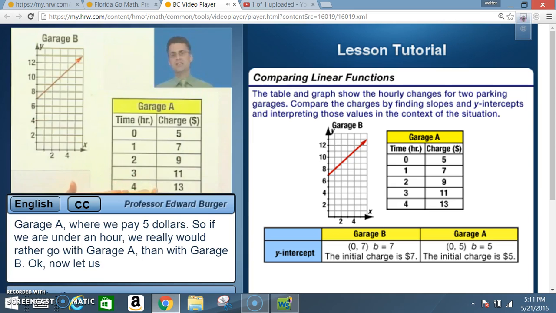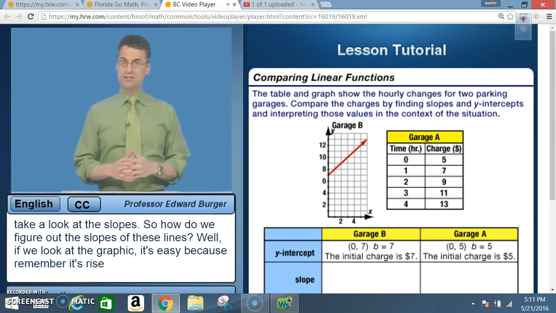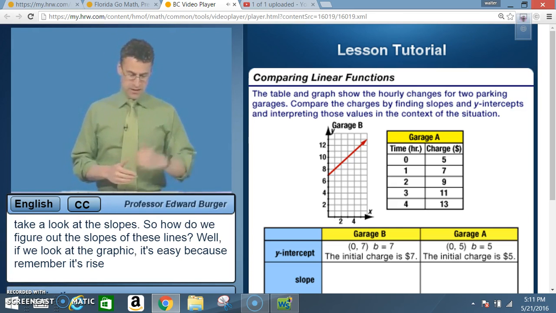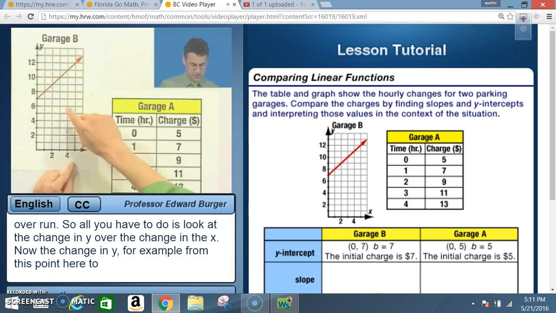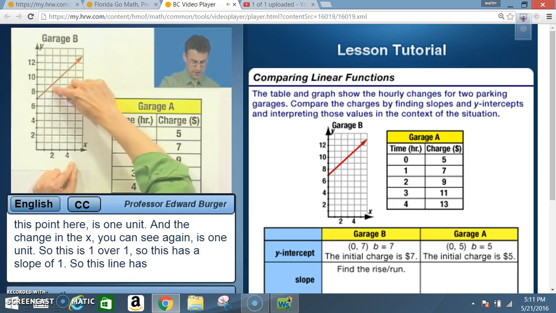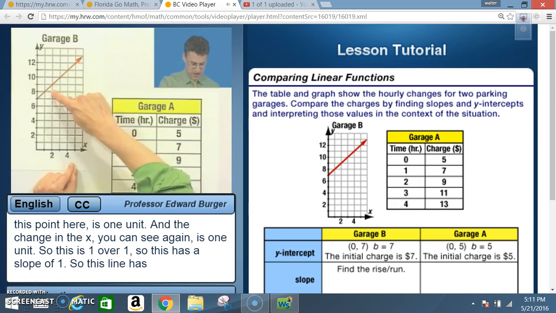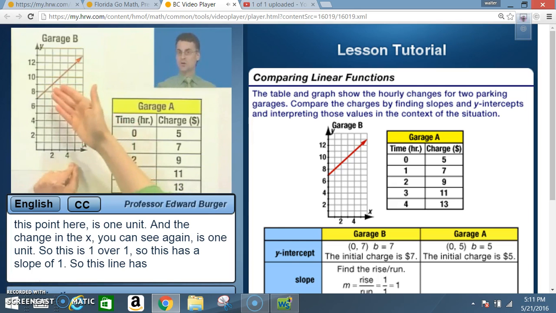Okay, now let's take a look at the slopes. So how do we figure out the slopes of these lines? Well, if we look at the graphic, it's easy because remember it's rise over run. So all you do is take a look at the change in the y over the change in the x. Now the change in the y, for example, this point to this point here, is 1 unit. And the change in the x, you can see again, is 1 unit. So this is 1 over 1. This has a slope of 1. So this line has slope 1.